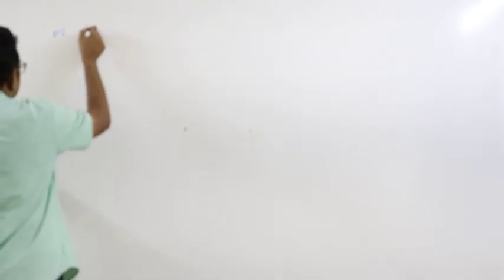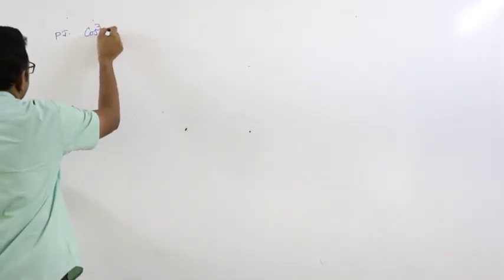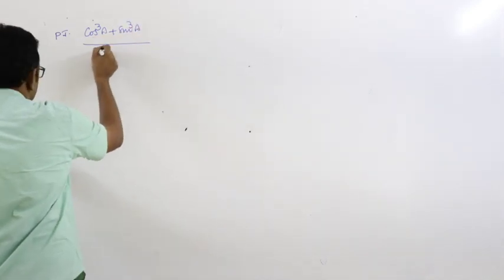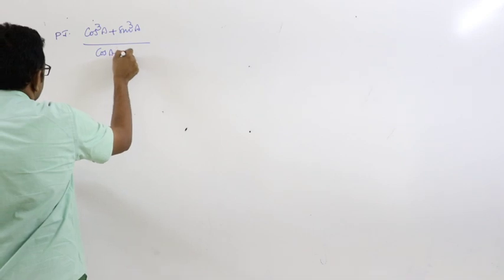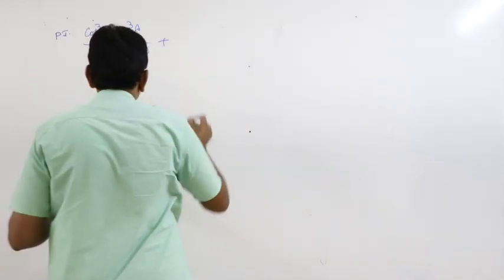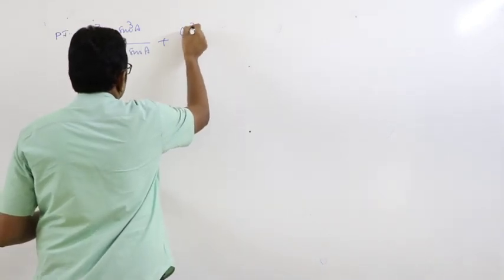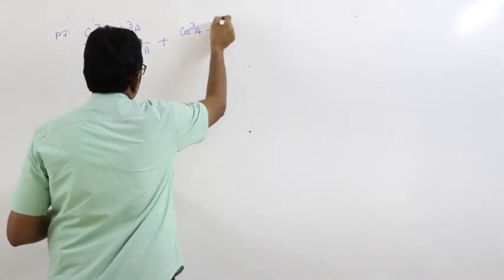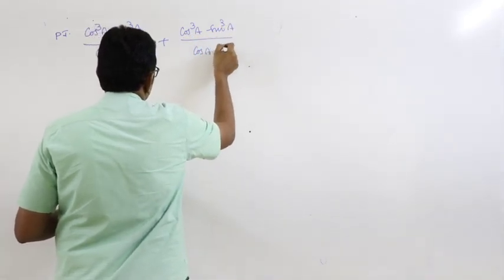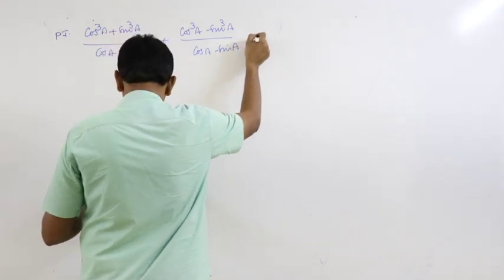Next, we can do some problems. Prove that cos cube A plus sin cube A by cos A plus sin A, plus cos cube A minus sin cube A by cos A minus sin A, is equal to 2.